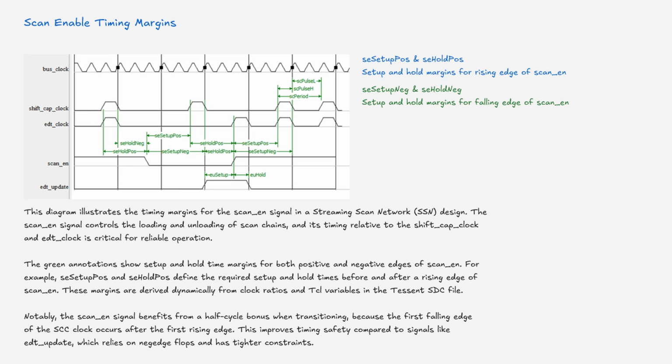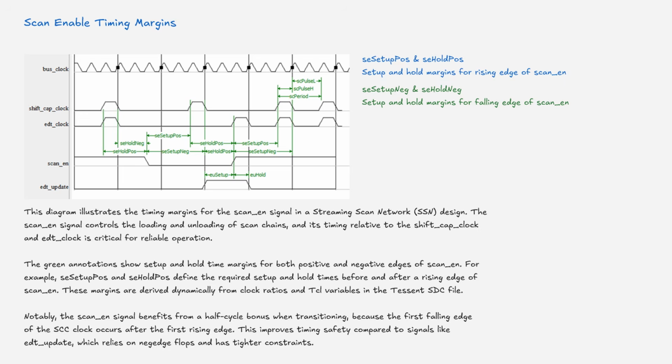The green annotations show setup and hold time margins for both positive and negative edges of scan-enable. For example, SE setup POS and SE hold POS define the required setup and hold times before and after a rising edge of scan-enable. These margins are derived dynamically from clock ratios and TCL variables in the Tessent SDC file. Notably, the scan-enable signal benefits from a half-cycle bonus when transitioning, because the first falling edge of the SCC clock occurs after the first rising edge.